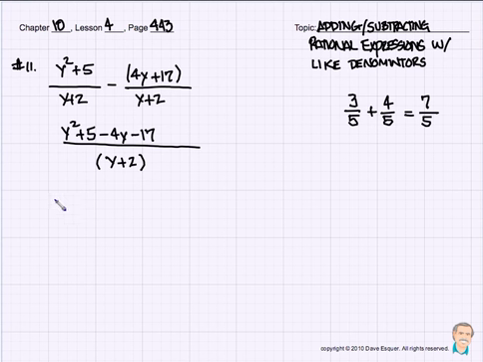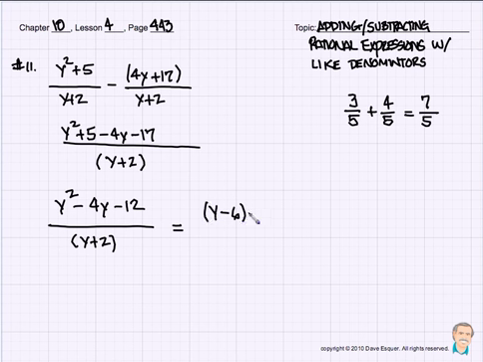So we can take a look at this. We can combine like terms. We end up with y squared, plus 5 minus 17 is a negative 12. So we have y squared minus 4y minus 12 divided by y plus 2. And we know from chapter 6 that y squared minus 4y minus 12 turns out to be y minus 6 times y plus 2.